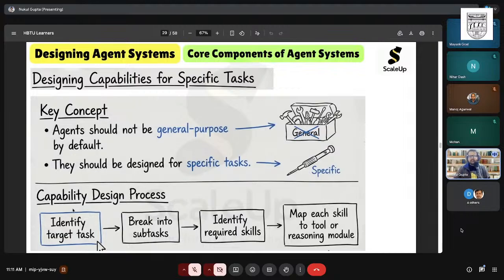So the process is: identify the target task, the goal we want to accomplish, and we should also consider breaking it into subtasks. Like, a big goal we want to achieve, we can break it into subtasks. Then identify the required skills and map each skill to the tool or reasoning module. Because here, as developers, first we have to arrange the tools. Because if we are building an agentic AI application, first we should be very clear what tools it will use. So first we have to plan that this is the goal I want to accomplish.